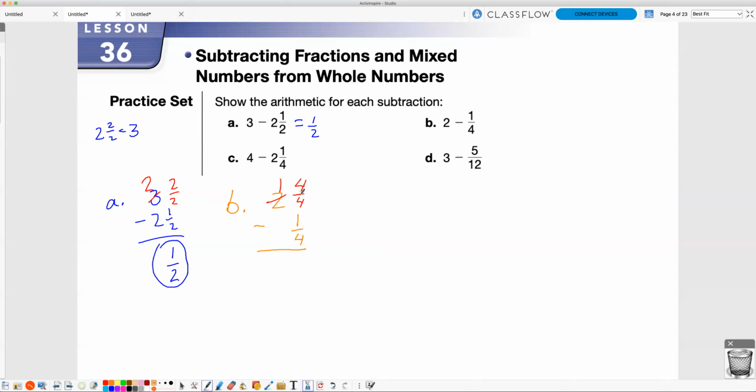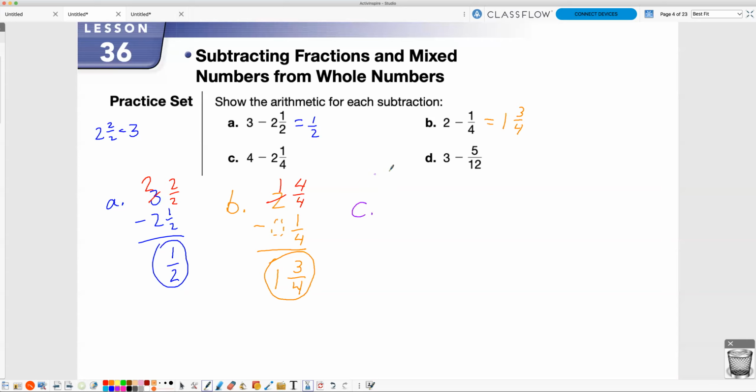1 plus 1 equals 2. So now I have 4 minus 1 here for 3. The 4 in the denominator remains the same, and then I have 1 minus. There's nothing here technically, so 1 would be the answer to that. For letter B, 2 minus 1/4 would be 1 3/4. Some of you may have done that mentally, but this is how you show the arithmetic for each of these problems. Okay, let's do letter C.